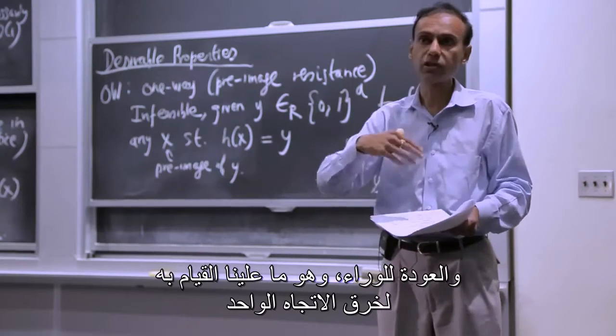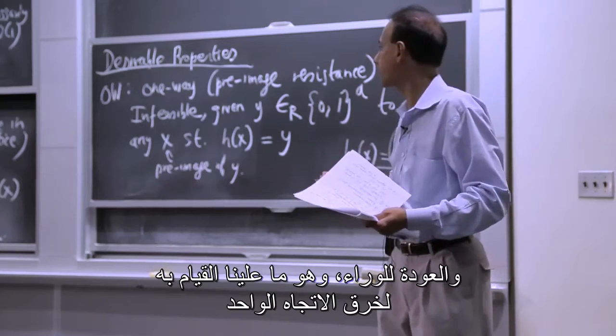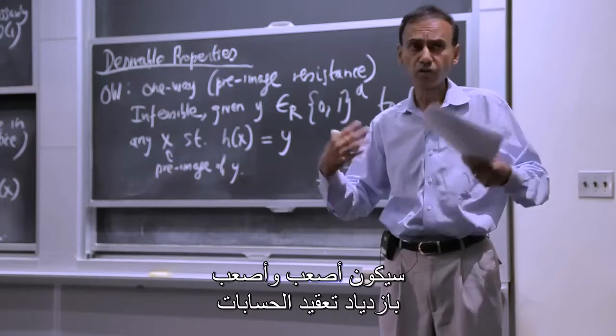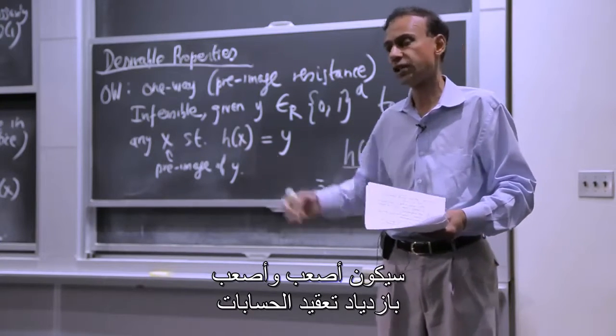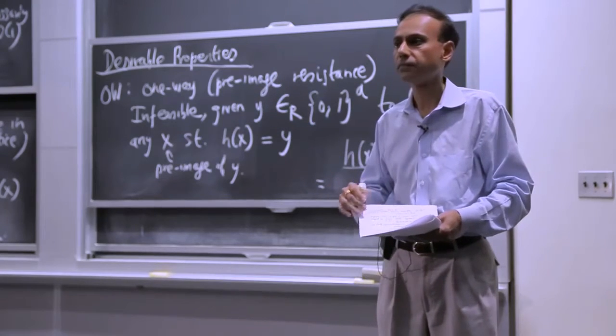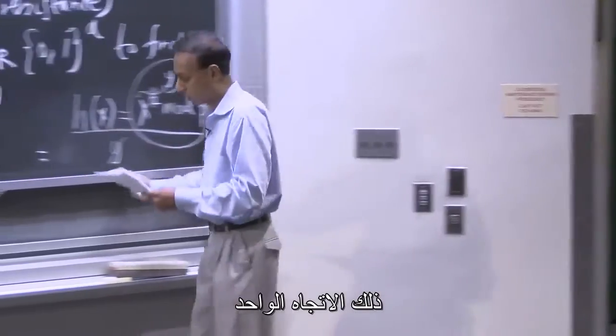And going backwards, which is what you need to do in order to break one-wayness, or to discover the x given a y, is going to be harder and harder as the computations get more complex. Okay? So everyone have a sense of what one-wayness is? Yep. All right. So that's one-wayness.